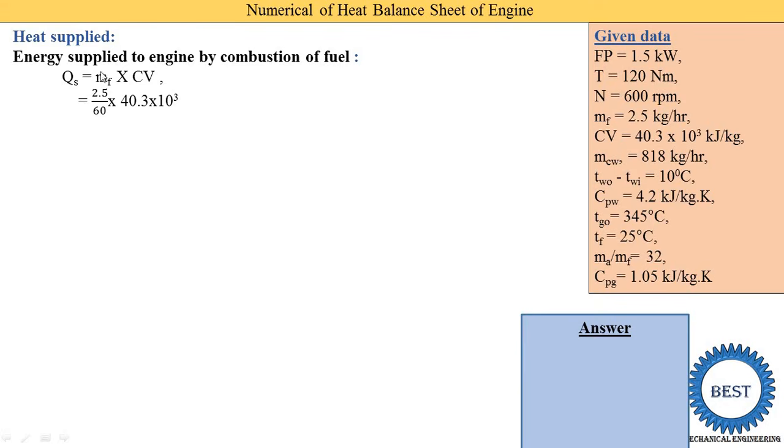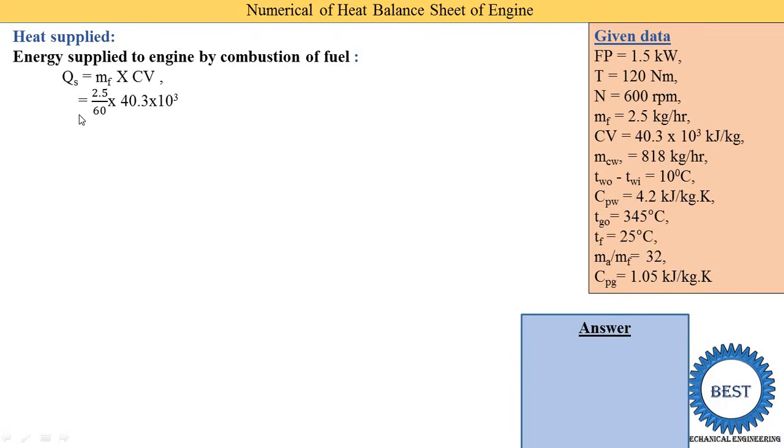Now here, why do we divide by 60? Because 2.5 kg per hour is given and we need to find it per minute. So we convert the mass of fuel into a minute. That's why we divide by 60. And CV is 40.3 into 10 raised to 3, because the CV is given in megajoule, but we need to convert it to kilojoule.